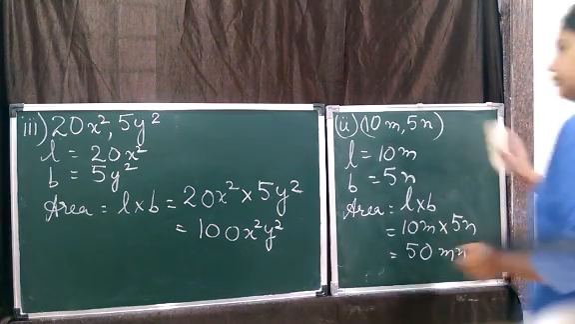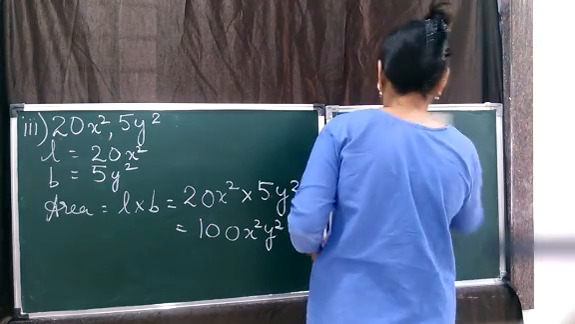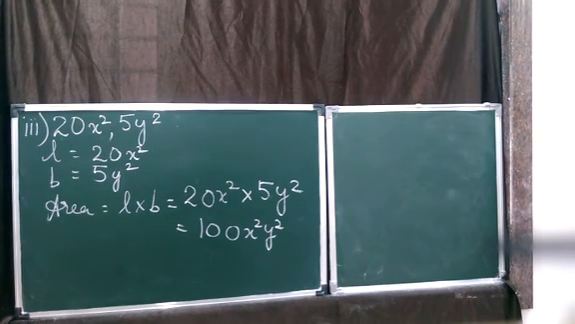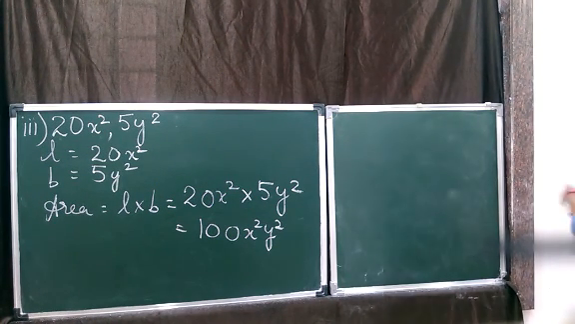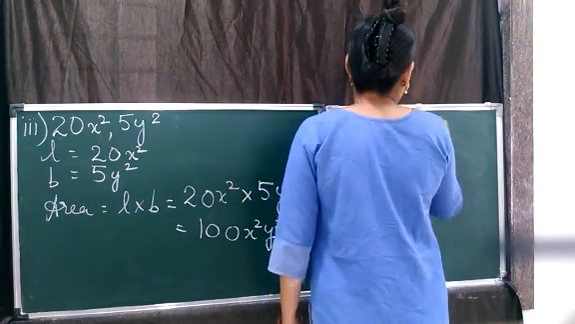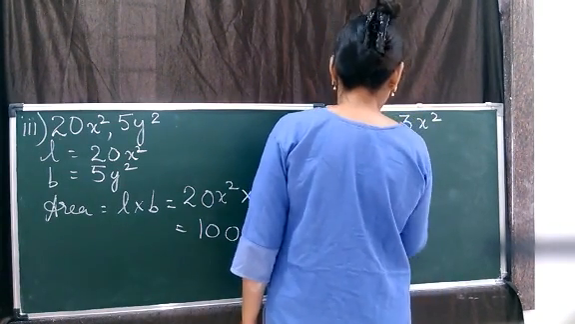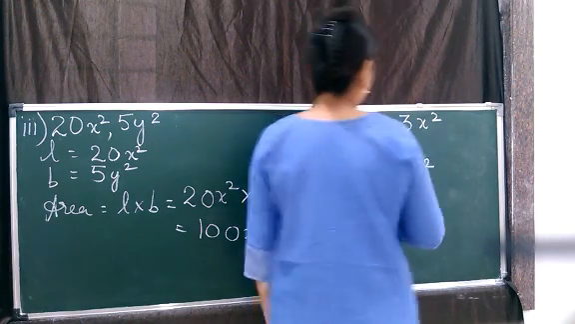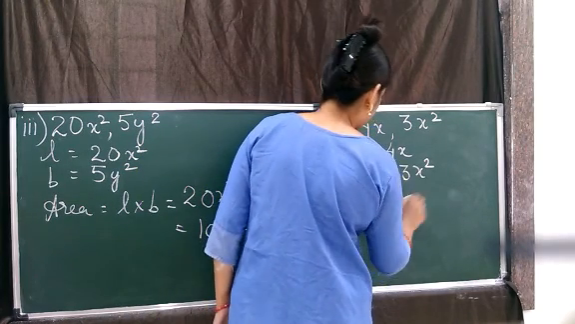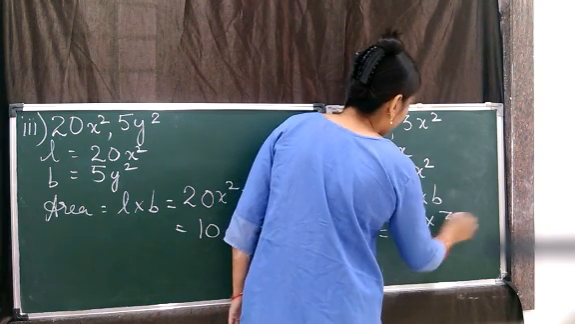Then we go to the fourth one, children. The fourth one is 4x and 3x square. So length is equal to 4x, breadth is equal to 3x square. Then we write the area. Area is equal to length into breadth, that is 4x into 3x square.